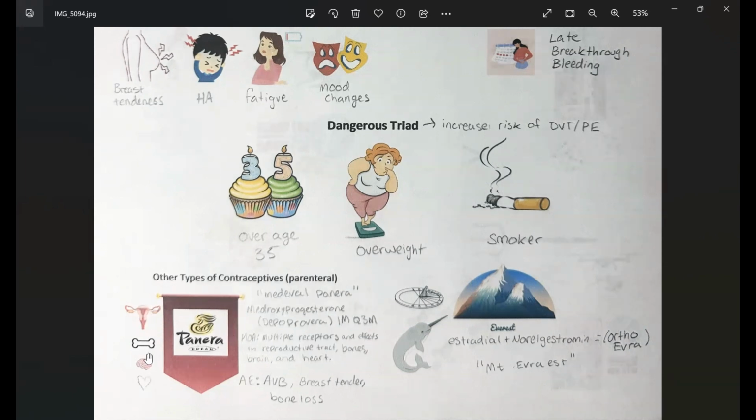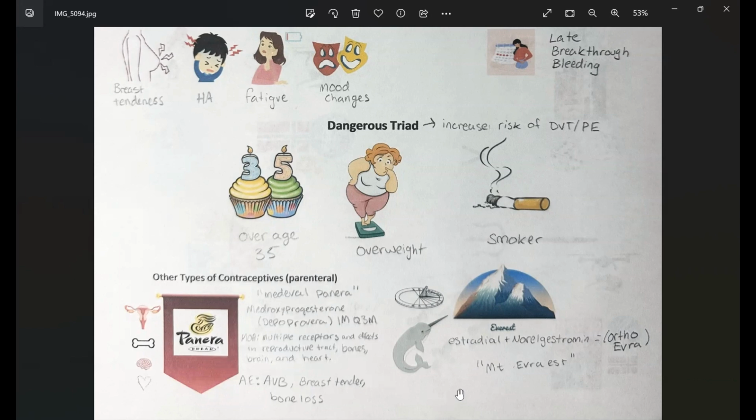And over here is kind of our MOA. The drug works on multiple receptors and affects the reproductive tract, the bones, the brain, and the heart. Adverse effects could be abnormal uterine bleeding, breast tenderness, and bone loss.